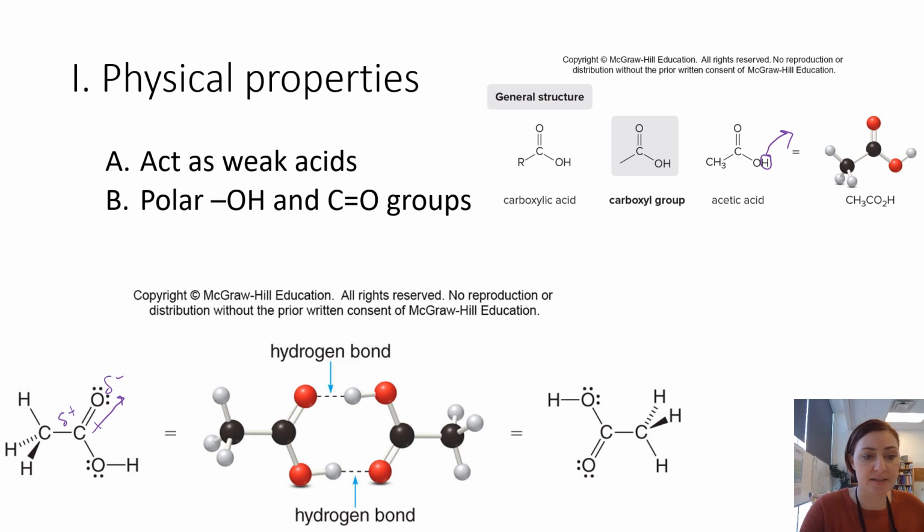The carbonyl has a net dipole with your oxygen being slightly negative and your carbon being slightly positive. But also, in addition to that, we also have a hydroxyl group, which is going to give us a slight negative on the oxygen and a slight positive. So we have a net dipole there as well. So what happens when you have multiple carboxylic acid molecules together is they create what's called a dimer. And that's the image that you're seeing right here.